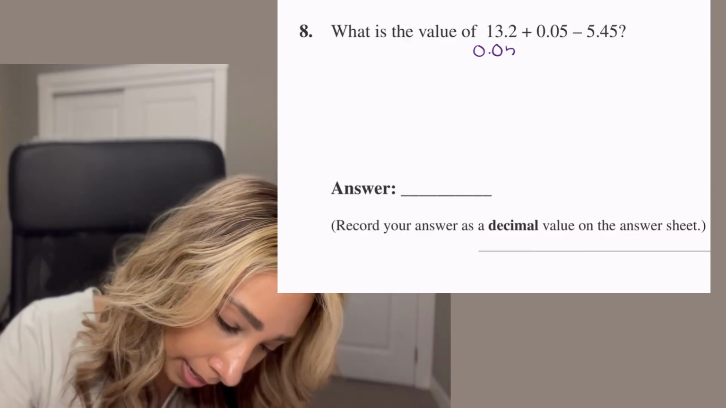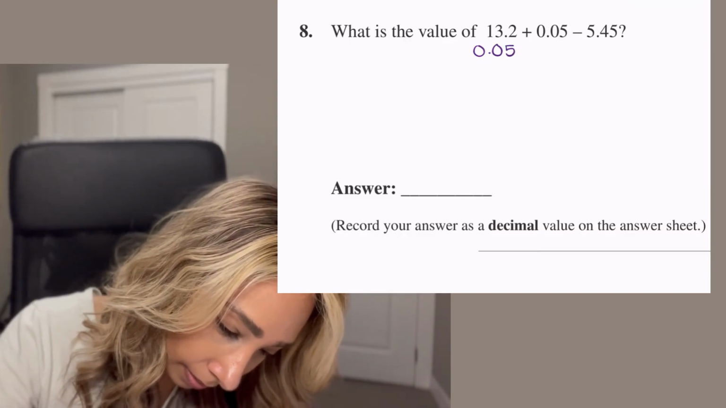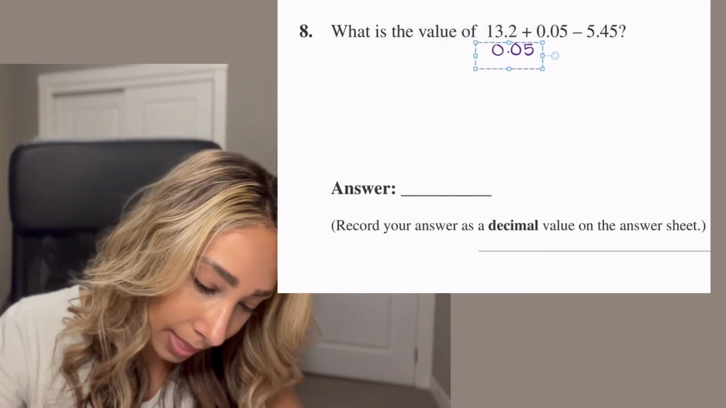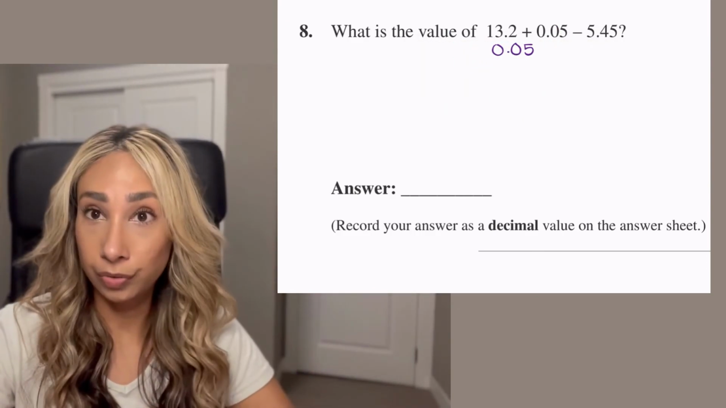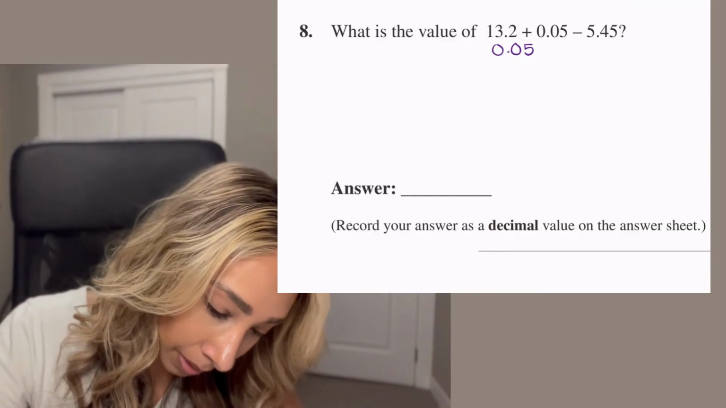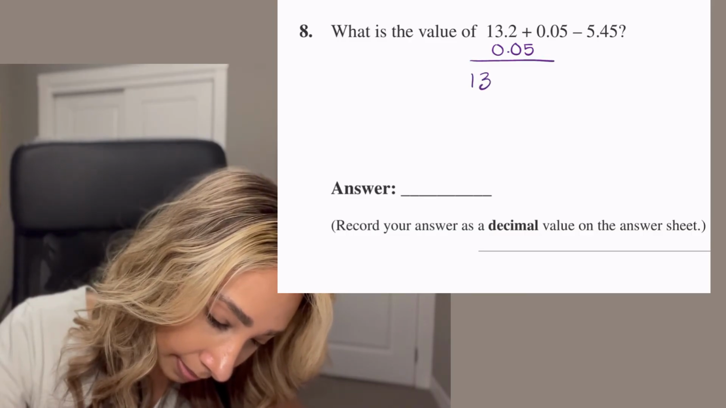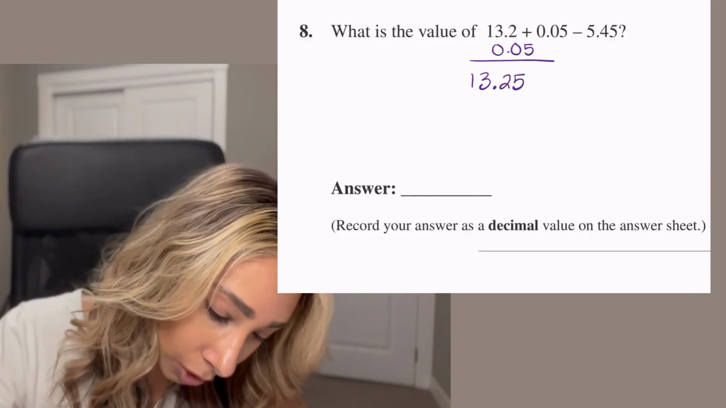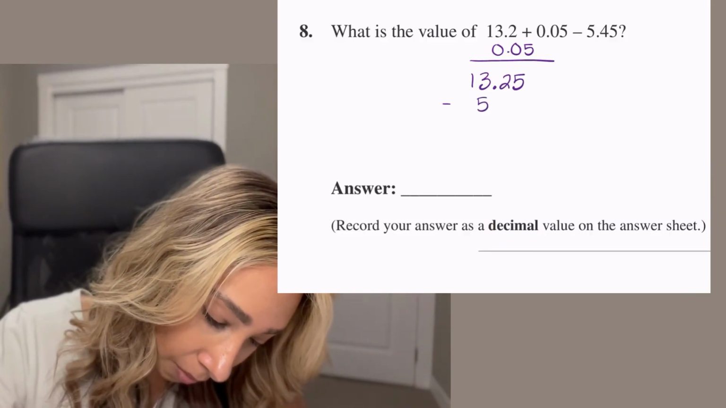0.05. Oh, let me line up those decimals. There we go. And then I'm gonna focus on these two first, actually, before I minus the 5.45. So that's gonna leave me with 13.25. Nice and simple, we've added those together. Now I need to subtract 5.45.